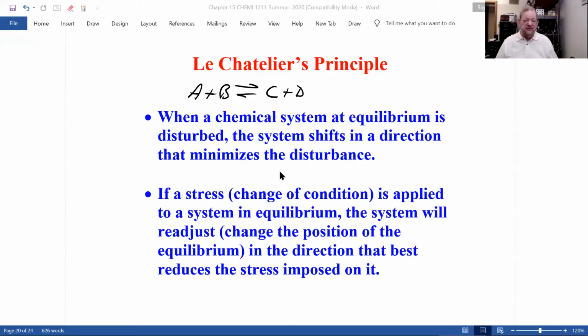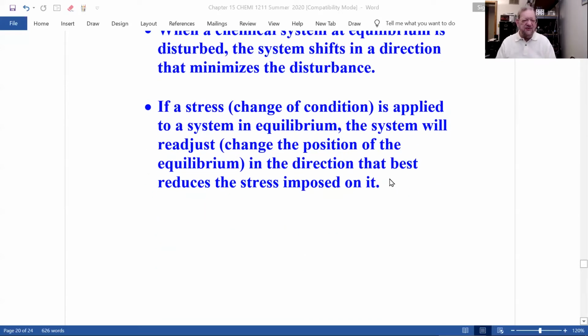Now, Le Chatelier's principle, if you're reading in a book, says when a chemical system at equilibrium is disturbed, the system shifts in the direction that minimizes the disturbance. Hold on, question. Got it. What does that mean? Well, let's look at another way of saying it. If a stress, which is otherwise known as a change of condition, is applied to a system in equilibrium, the system will readjust, change the position of the equilibrium in the direction that best reduces the stress imposed upon it.